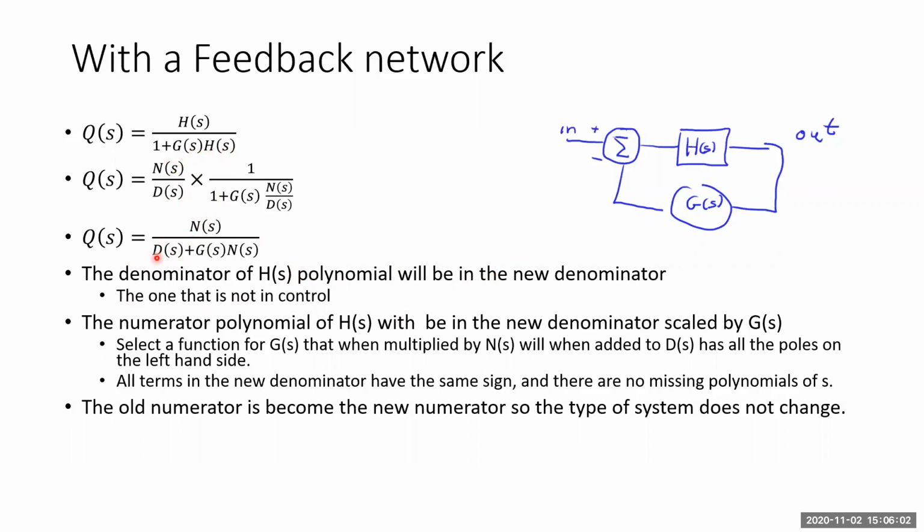That's the one that's not in control. The numerator is now also in the denominator, multiplied by G of S. This is what you manipulate, and really the only thing you have a choice of is this G of S. You have to choose a transfer function and then come up with some conditions that will keep all the poles on the left-hand side.